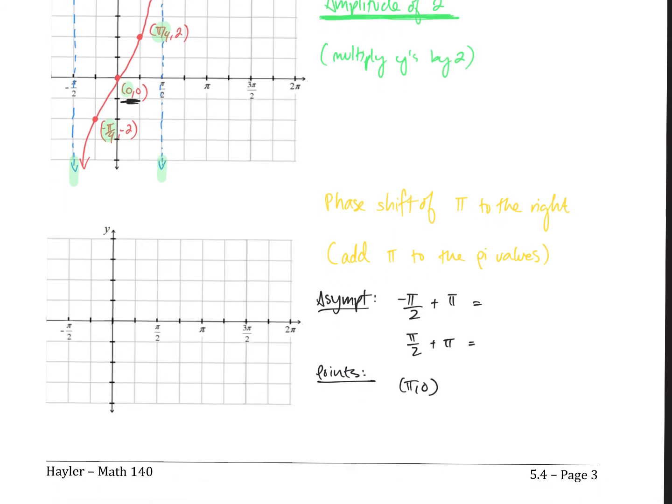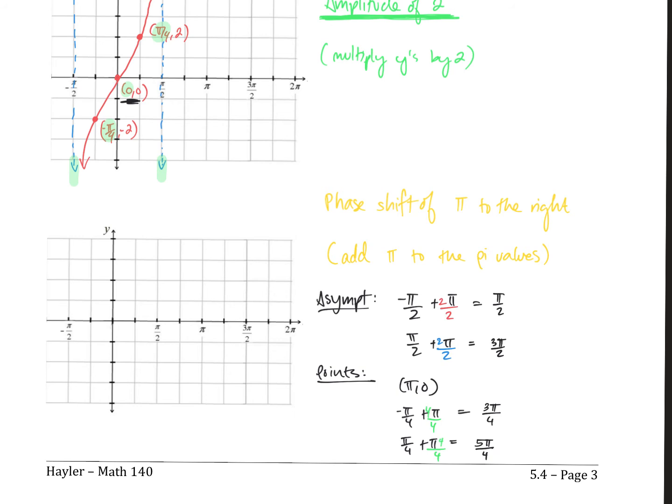Then we have the negative pi over 4. So let's go ahead and write that down. Negative pi over 4 plus pi. What's that going to give us? And then we have the positive pi over 4 plus pi equals. Alright, I'm going to go ahead and pause the video and calculate these values. And then check your answers with me in a sec.